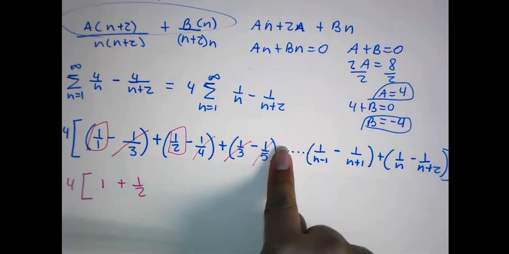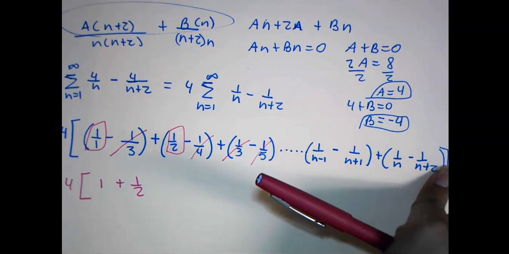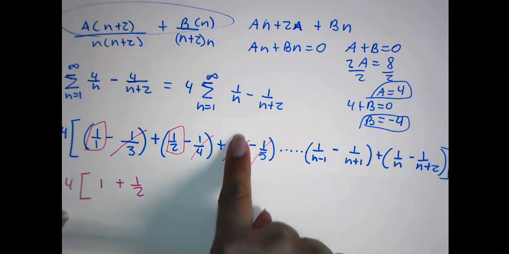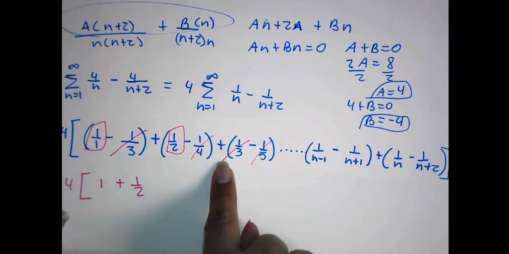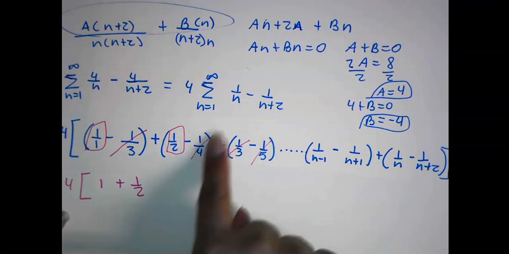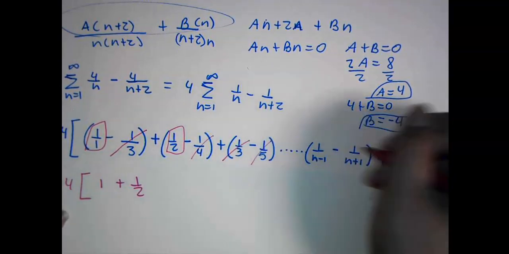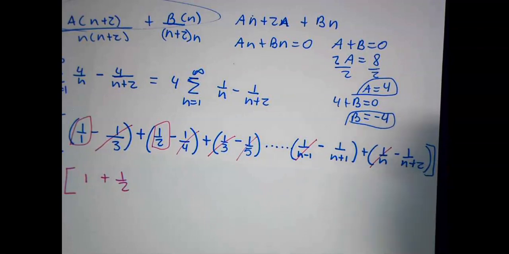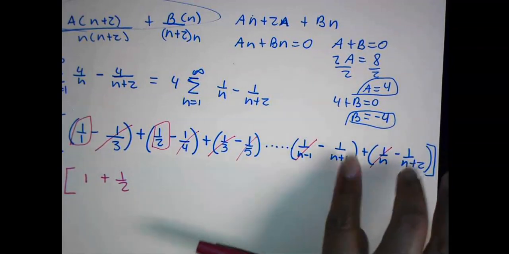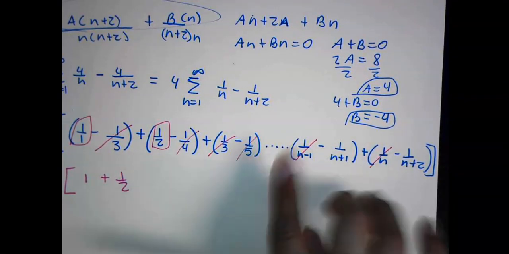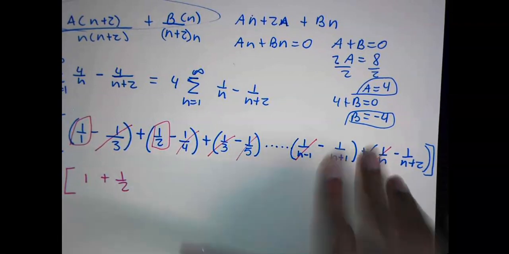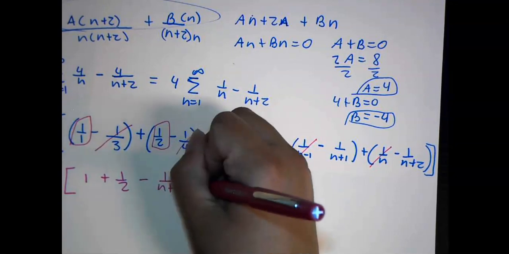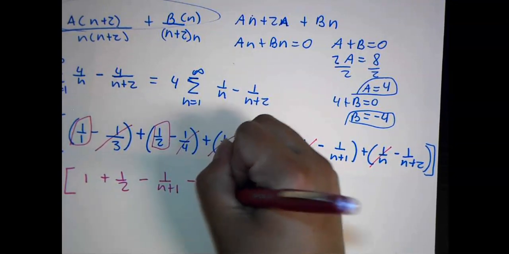And if I continue, from right here, you see how this 1/3 is going to cancel? Then a positive 1/4 is going to cancel, a positive 1/5 is going to cancel. So this is going to cancel, this is going to cancel. The last two right here, if I follow the pattern, are not going to cancel. So I have minus 1 over n plus 1 minus 1 over n plus 2.